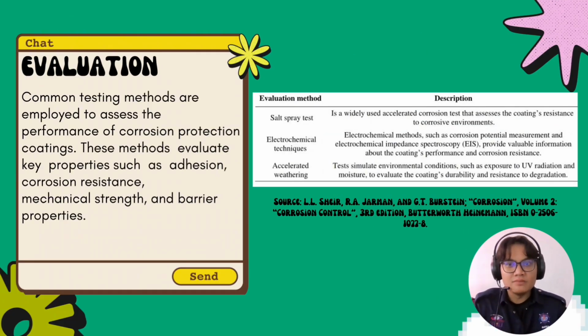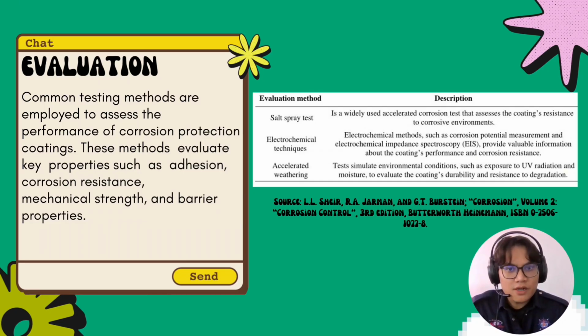There are few common testing methods such as salt spray test, electrochemical technique, and accelerated weathering. Common testing methods are employed to assess the performance of corrosion protection coatings. These methods evaluate key properties such as adhesion, corrosion resistance, mechanical strength, and barrier protection.